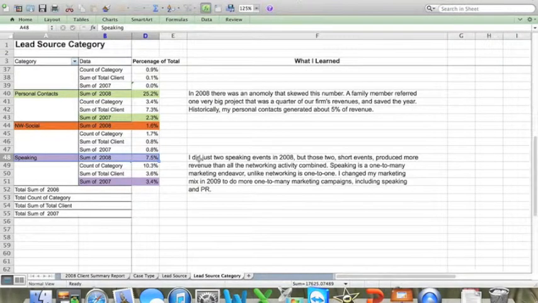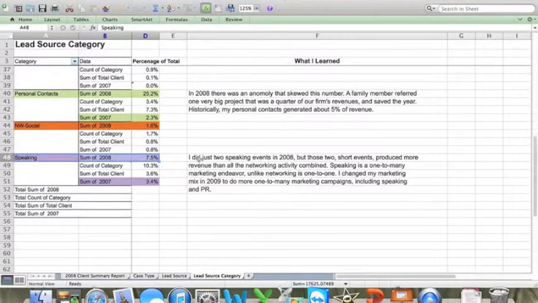Speaking, unlike networking, is a one-to-many marketing endeavor, and what that means is that for the same amount of time that you'd spend on a one-on-one marketing activity like networking, you can get your message and build trust with many people in a much shorter amount of time. And so the theory is that you can generate significantly better results, exponentially better results, by engaging in one-to-many marketing campaigns. So that was the biggest shift that we made in our marketing strategy for 2009 off of the analysis that we did in 2008. We did significantly more speaking.